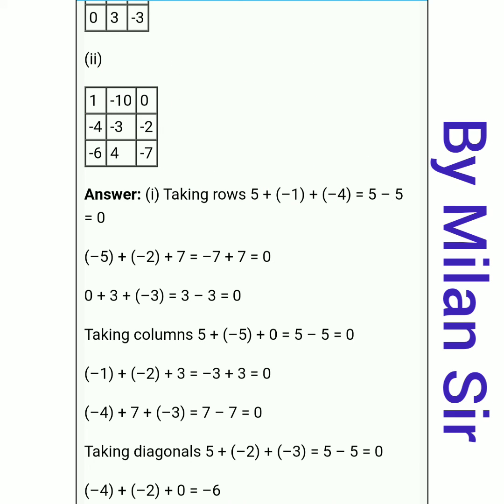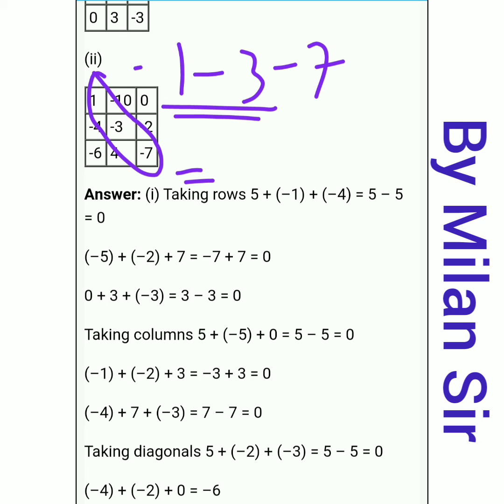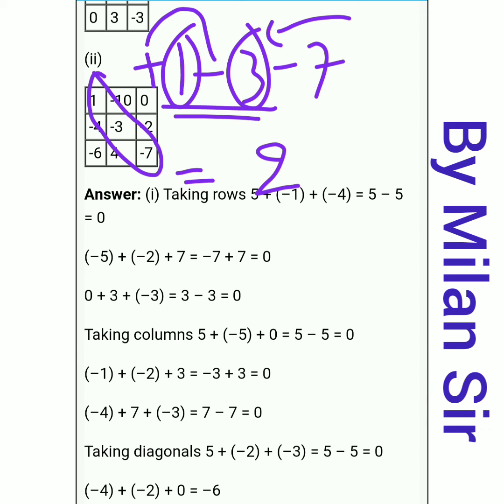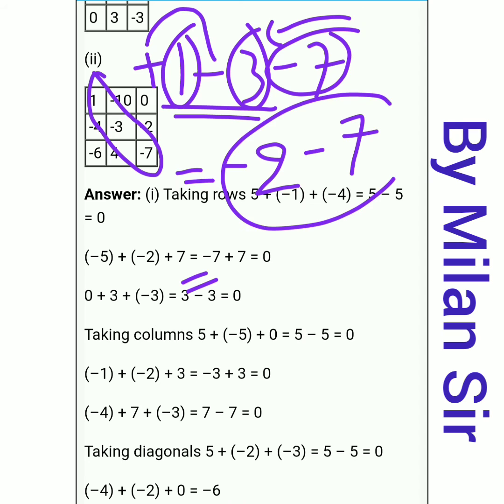Again diagonal, 1 minus 3 minus 7. Okay, diagonal, that means crosswise. So here nothing we have, so plus minus minus, 3 minus 1, 2. Big number 3 has a negative sign, so negative sign, then this minus 7 remains as it is. Okay, now here minus minus plus, 7 plus 2, 9. Big number 7 has a negative sign, so negative sign, so again we get the same answer, minus 9.